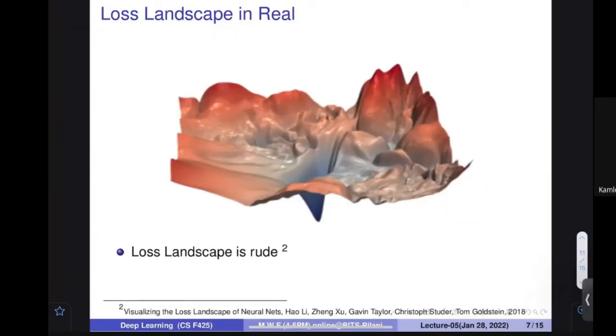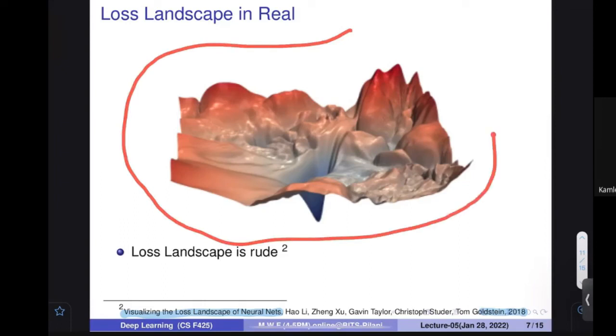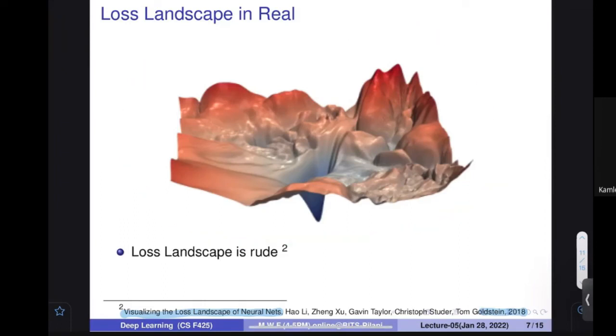There was a very interesting paper that came in 2018, visualizing the loss landscape of neural networks. I suggest that you see this particular paper if possible. It is a very latest paper. It actually tried to plot the loss, how the loss behaves with respect to the neural networks. So this is what the landscape is.